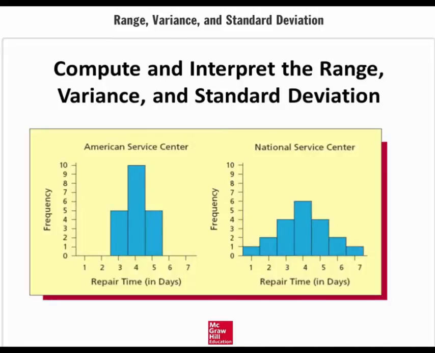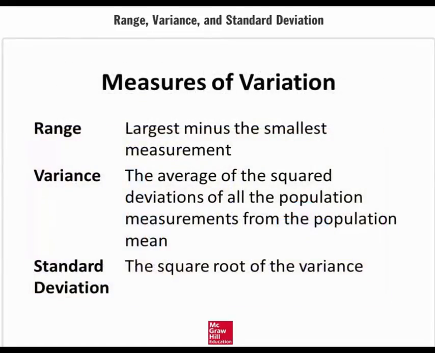However, the repair times for the American Service Center are clustered quite closely together, whereas the repair times for the National Service Center are spread far apart. That means the repair time might be as little as 1 day, but could be as long as 7 days. Therefore, we need measures of variation to express how the two distributions differ. We will look at 3 measures of variation: the range, variance, and standard deviation.